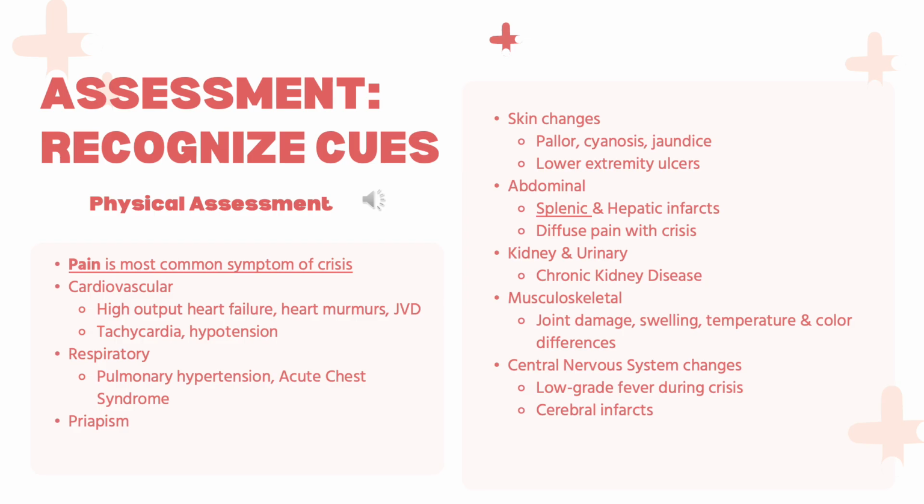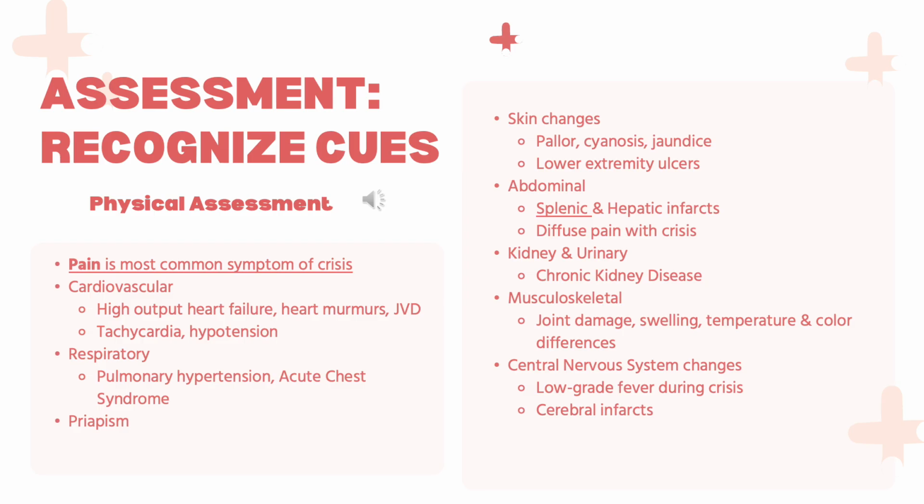As far as our skin changes go, we want to look for pallor or cyanosis and jaundice, all of which can be caused by anemia and red blood cell destruction. So in our darker skinned patients, jaundice can be assessed by inspecting the sclera and the roof of their mouth. Chronic poor perfusion can also lead to lower extremity ulcers, which may also become necrotic or infected.